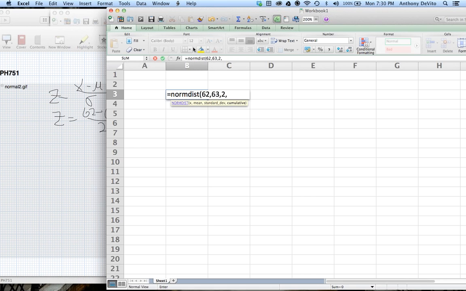Cumulative, what it's asking us is: do I want the value of that exact number, 62? Or do I want the area below 62, the area of the curve up to 62? What did we say about the meaning of that exact value? It's a straight line, so it has no area, and really has no meaning for what we want to use it for. So I'm never, ever going to use false for cumulative for this function.